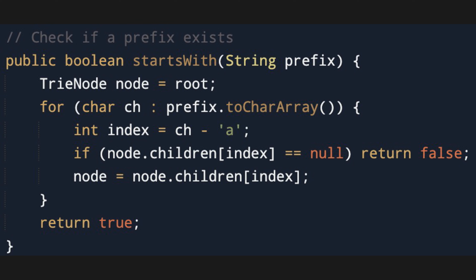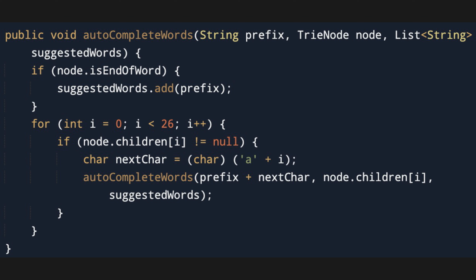If we have to provide the autocomplete functionality, then at the end we can just find all the words in the subtree and show it as the suggested words. Now let's see how we can implement this autocomplete feature. So this is the autocomplete function.